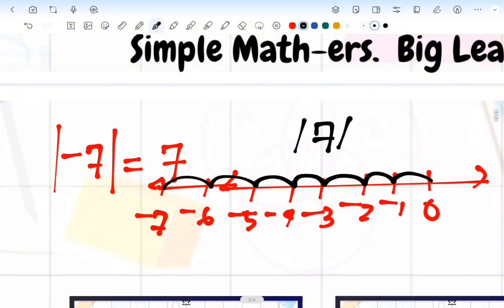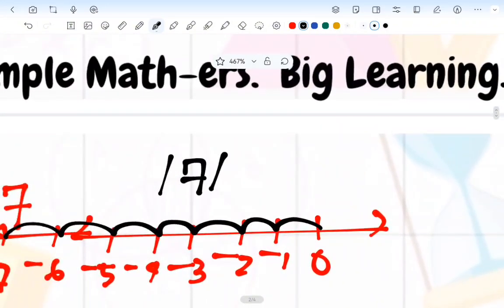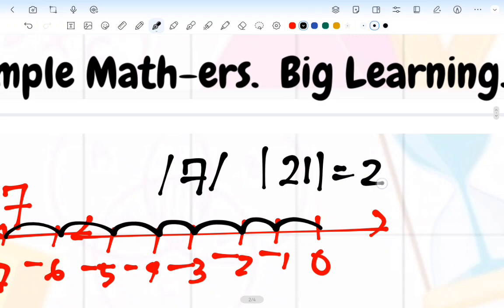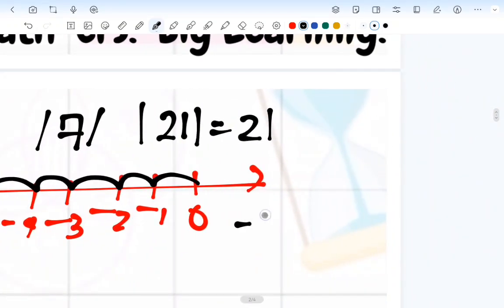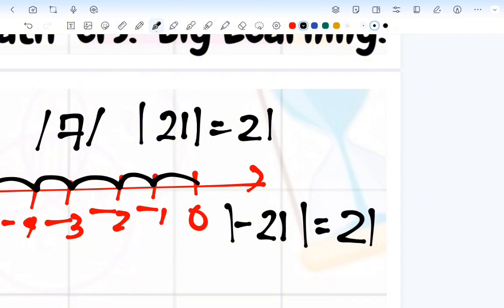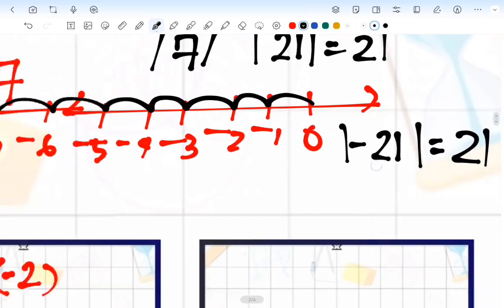So we could all just see that it will always become a positive number. If it is a positive, it's still a positive number. For instance, what is the absolute value of positive 21? The answer is 21. What is the absolute value of negative 21? The answer is 21. So absolute value is how far a negative or a positive number is from 0. We're just counting the steps. How many steps are we going to take from that number to 0? So we can make it shorter by just making the number become a positive number.